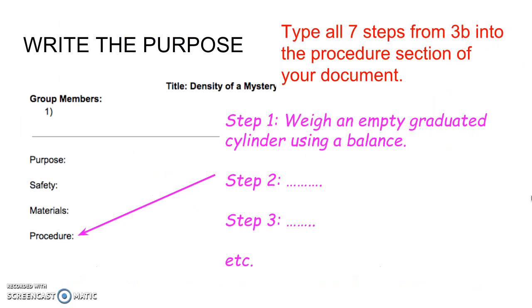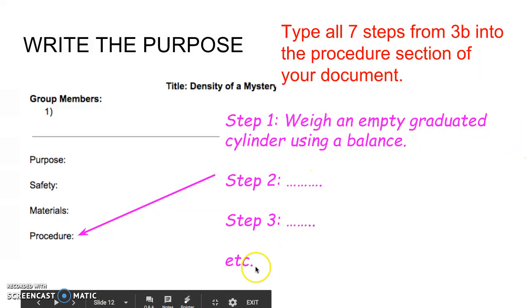Okay, so at this moment, if you haven't typed all 7 steps into the document, make sure you type them in. You should have them written down, or you've typed them directly here. But in either case, they need to be typed in this document. So all 7, I only listed steps 1, 2, and 3 here, but remember there should be a total of at least 7 steps. You're going to write those into this procedure.